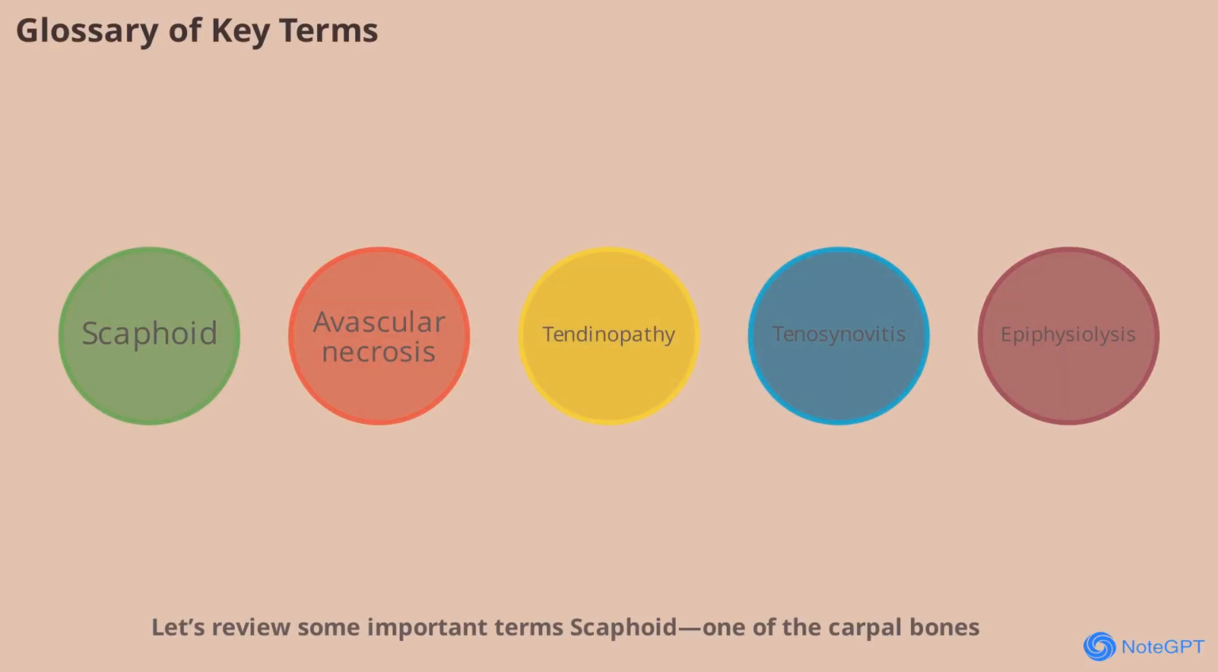Scaphoid, one of the carpal bones, commonly fractured. Avascular necrosis, AVN, bone death due to lack of blood supply. Tendinopathy, general term for tendon disorders. Tenosynovitis, inflammation of the tendon sheath. Epiphysiolysis, growth plate injury, especially in young athletes. Understanding these terms helps in interpreting clinical and imaging findings, and in communicating effectively with healthcare providers.